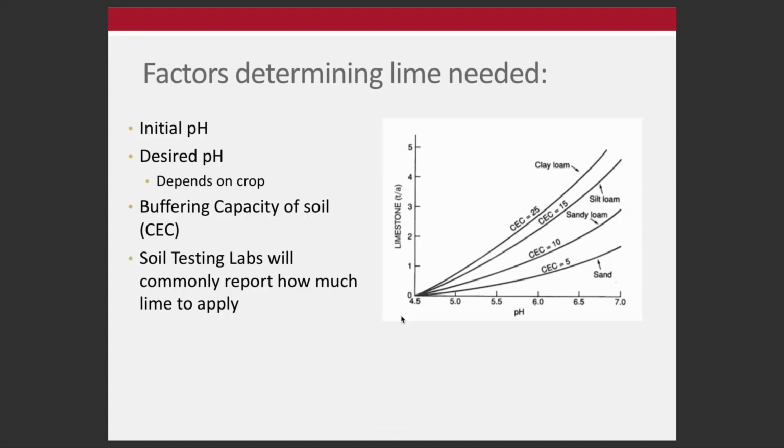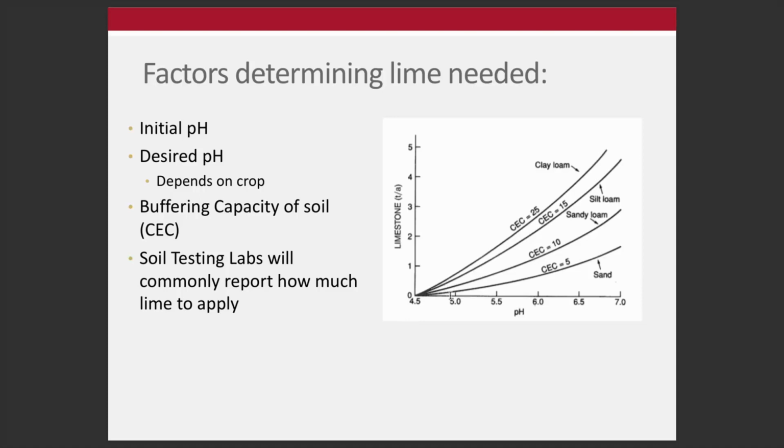Okay, so there's a number of factors that go into determining the lime that you need. Of course, the initial pH of that soil, and what pH you'd like to move that soil to, which is of course going to be crop dependent. We already talked about the buffering capacity of the soil, which is highly related to CEC. And it's important to point out that most soil testing labs will commonly report how much lime to apply, right? So that's usually not an issue.